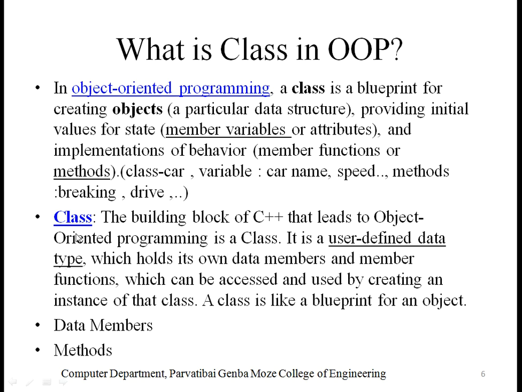Normally, a class is a user defined data type which holds its own data members. Data members means attributes, and member functions means particular methods under the particular class. Data members and member functions can be accessed and used by creating an instance of that class. We access that class and create the instance of that class.